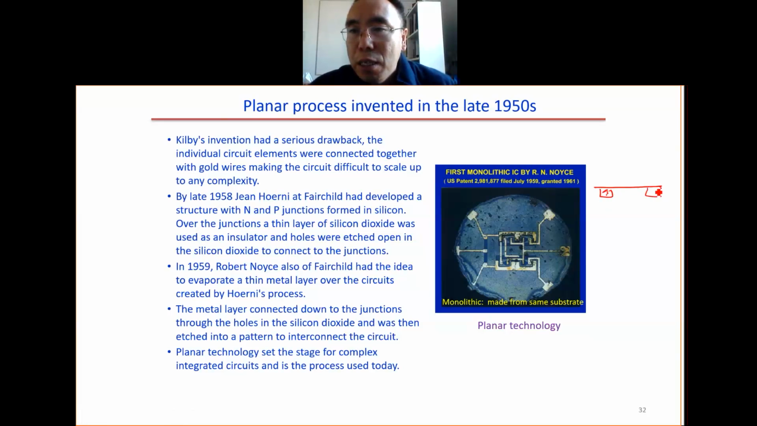If this is the device, one here, this region here, one here. So you want to make a connection between, this can be the gate, this can be the gate. You want to make a connection between those two points. So what do you do?